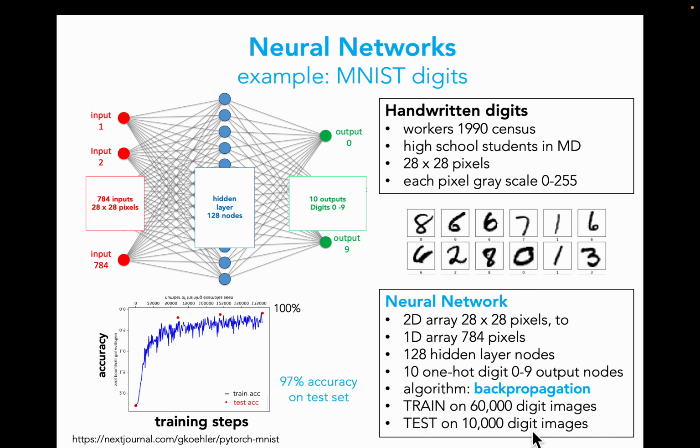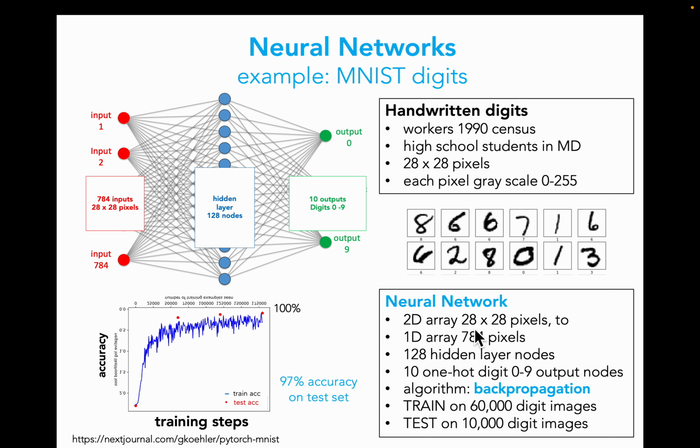And this is an example of that. This is the MNIST set of digits. These were handwritten digits by workers who worked the 1990 census and high school students in Bethesda, Maryland. Each digit has been recorded on a 28 by 28 set of pixels, and each pixel has a grayscale of 256 values. And for example, this is the number 8. We can train a neural network to recognize these numbers.